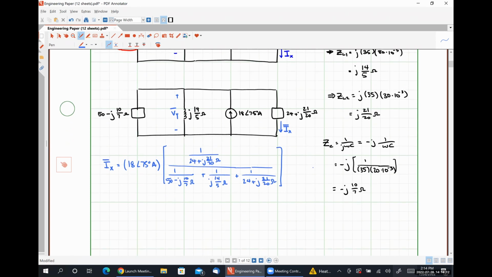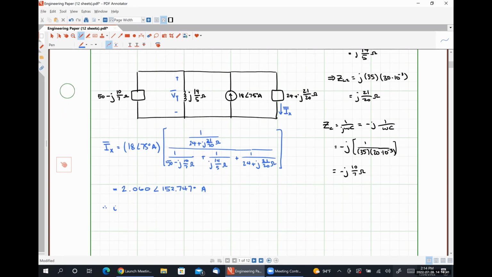If I throw this into my calculator, what I find is that Ix is equal to 2.060 with an angle of 152.747 degrees amps. And from this, I can say that my time domain quantity Ix of t is 2.060 cosine 35t plus 152.747 degrees amps. So we have practiced current division here.